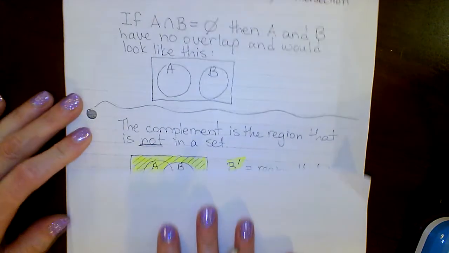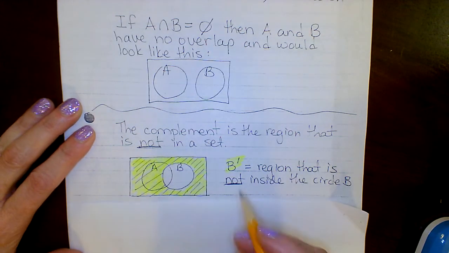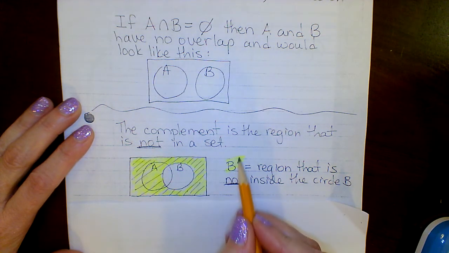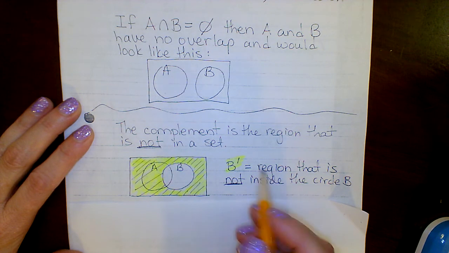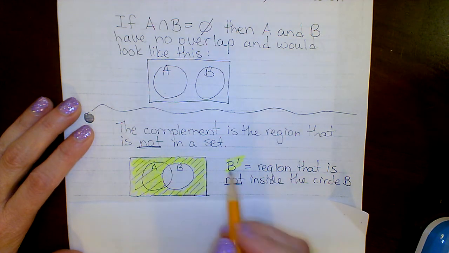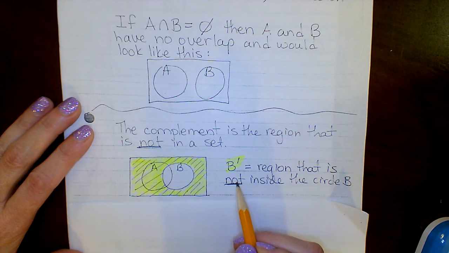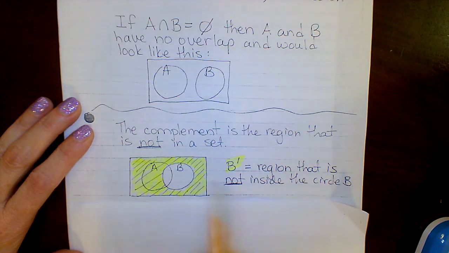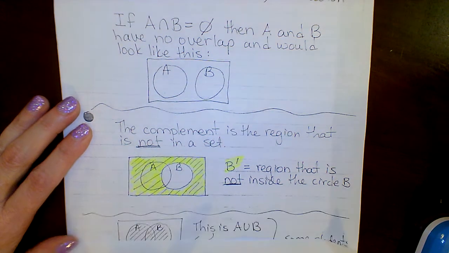The complement of a region is the stuff that is not in a set. So if we write B with this little symbol right here, this little apostrophe looking thing, that's a symbol for complement. That represents the stuff that's in the universe, so it's inside the rectangle, but is not in set B. So you'll notice here I've got all this stuff shaded. Everything shaded is outside of circle B, because inside circle B is the stuff that's in set B. So the stuff not in set B is all this exterior stuff. All right?